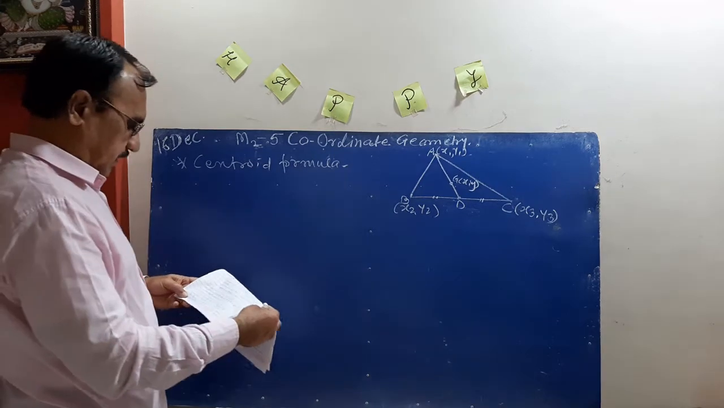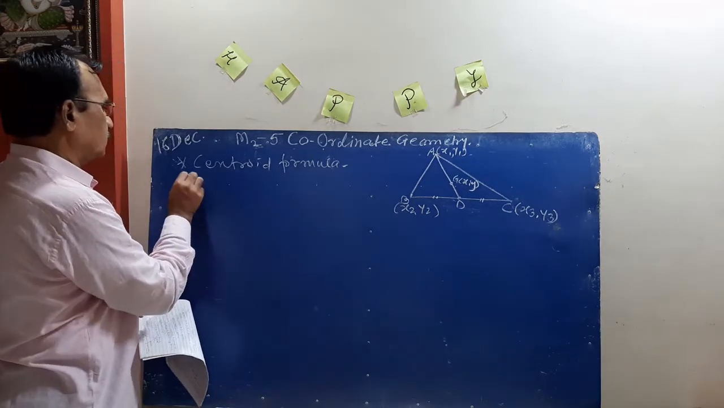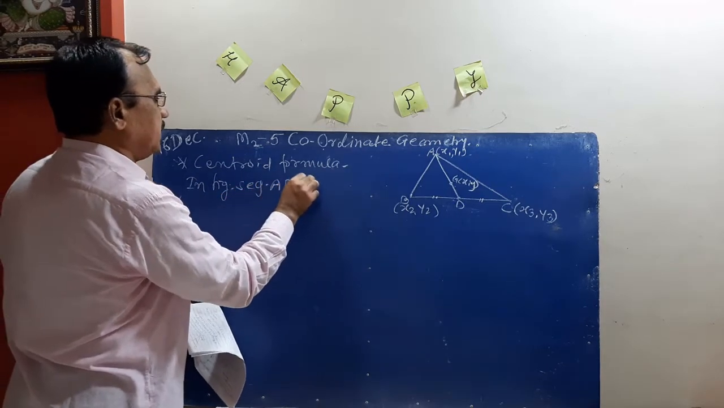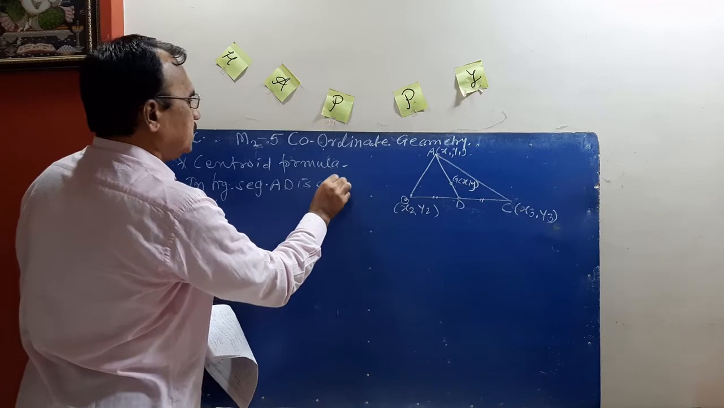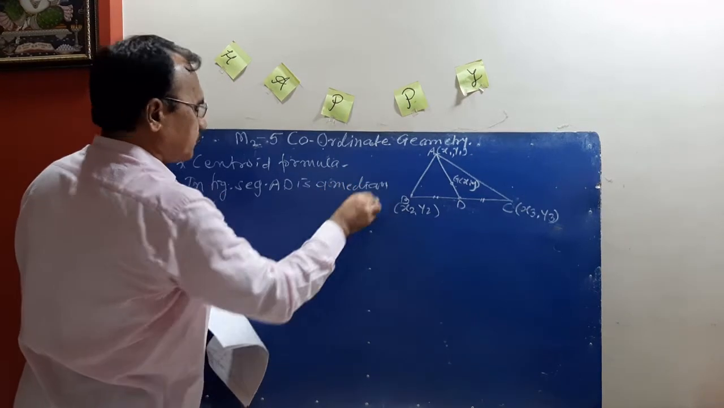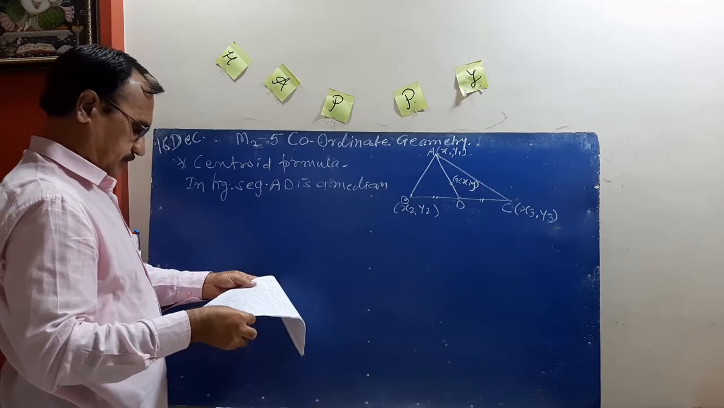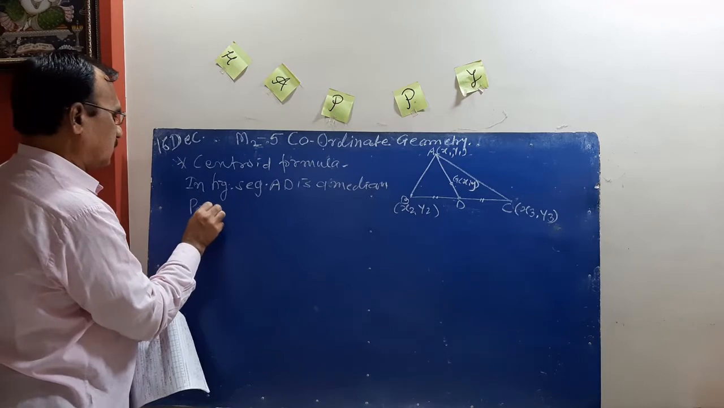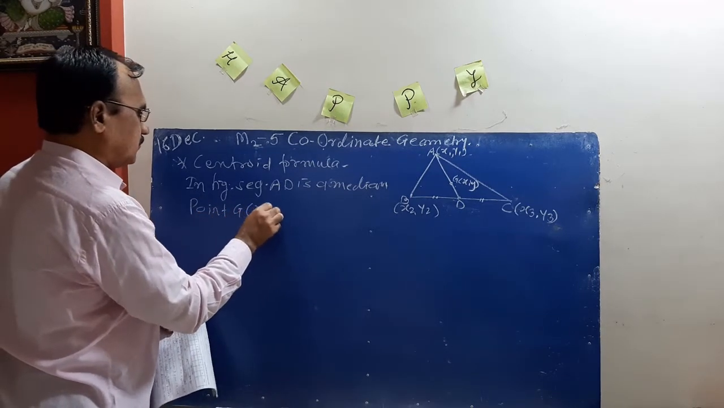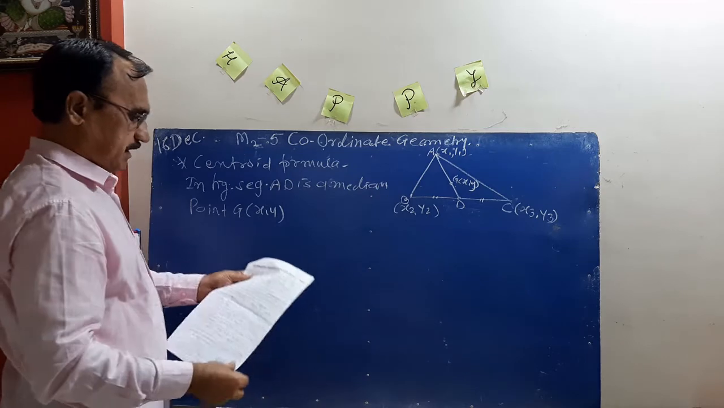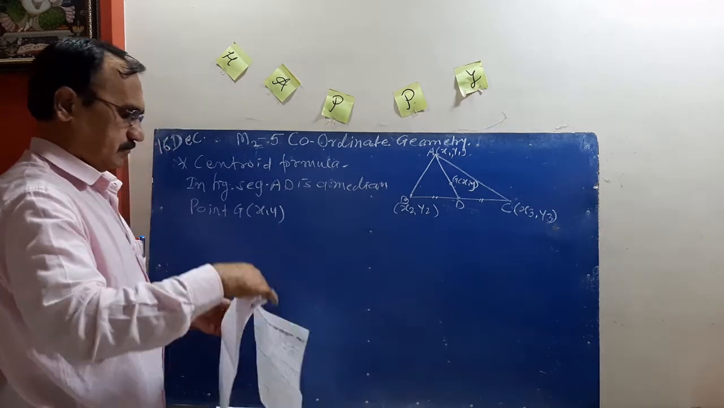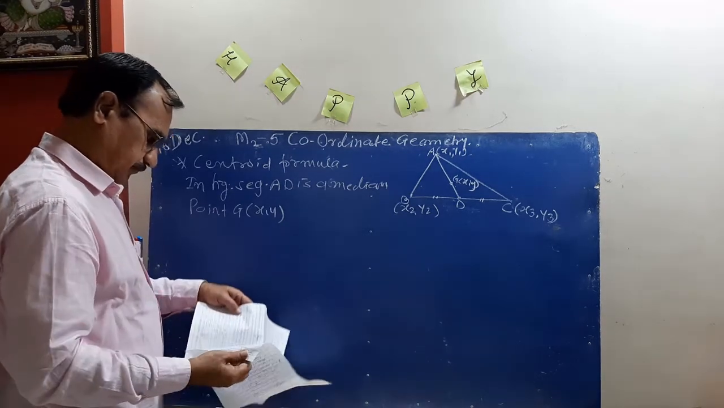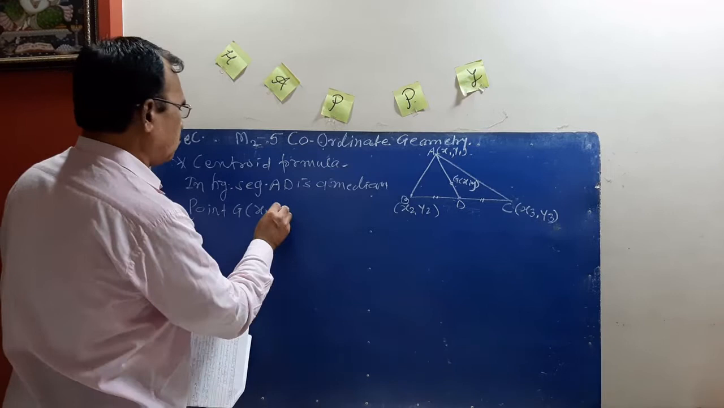I can write in the figure: segment AB is a median, and point Z, x, y is the centroid point.